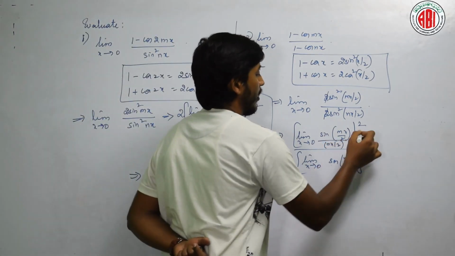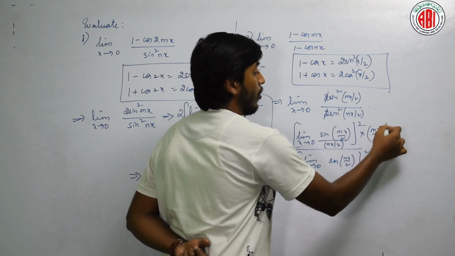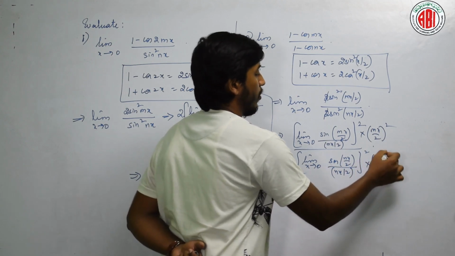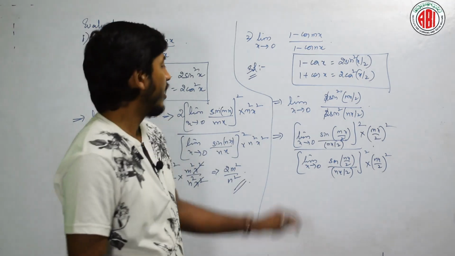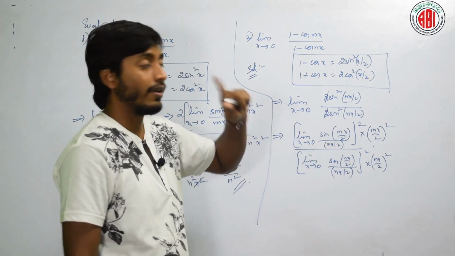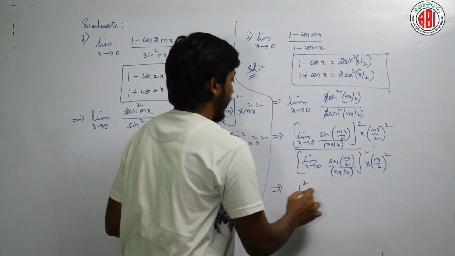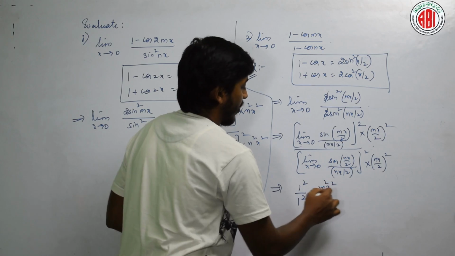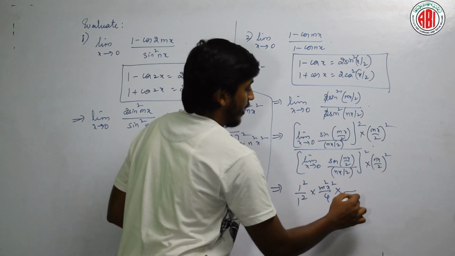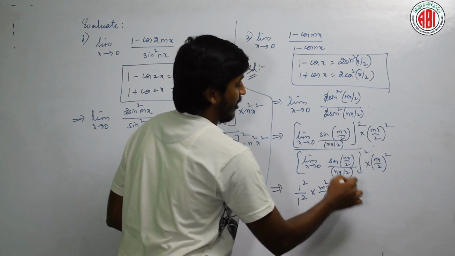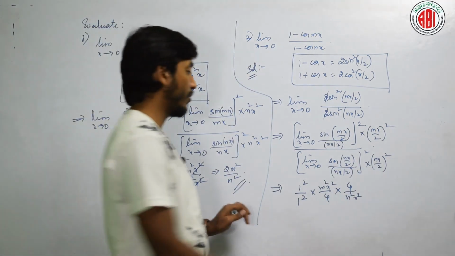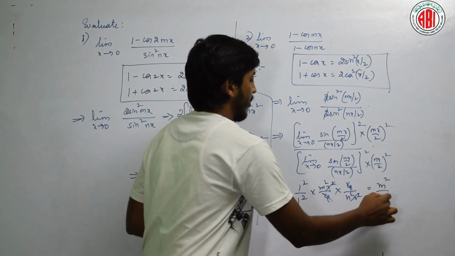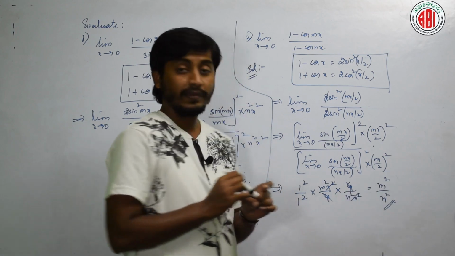mx by 2 into mx by 2 whole square. Here also nx by 2 into nx by 2 whole square. Now tell me, limit sin x by x is always 1, that is 1 square. Here also this will be 1 square into m square x square by 4 into, here it is n square x square, the denominator goes to the numerator. Now just check here, 4 will get cancelled, x square will get cancelled, answer is m square by n square. Is it right?